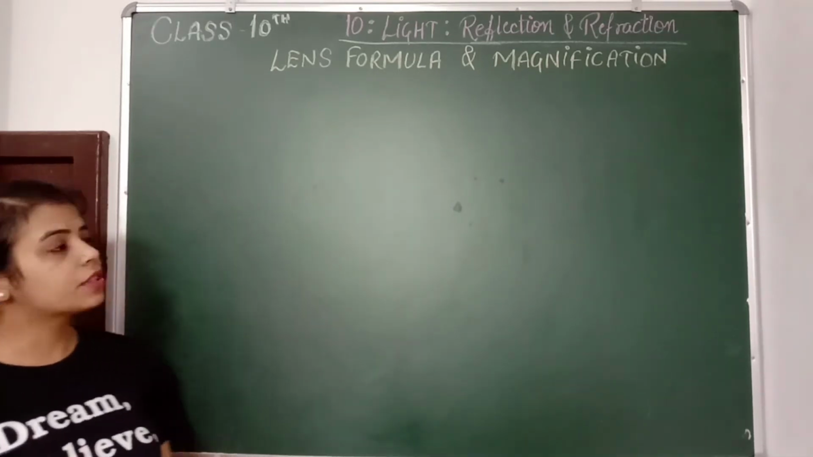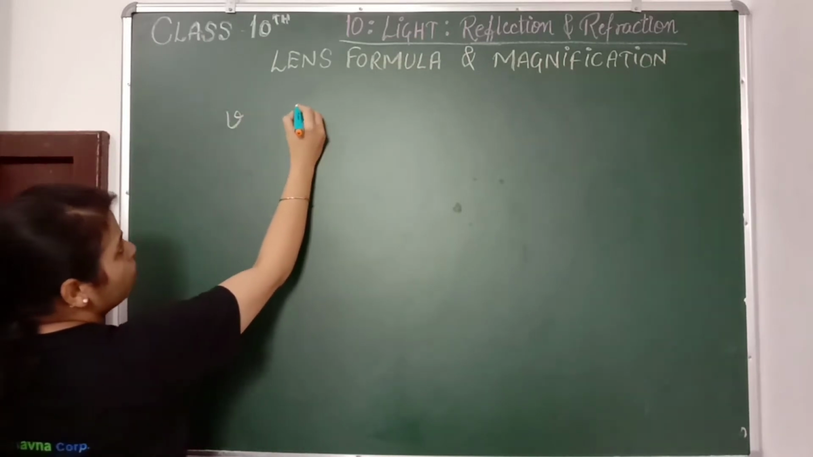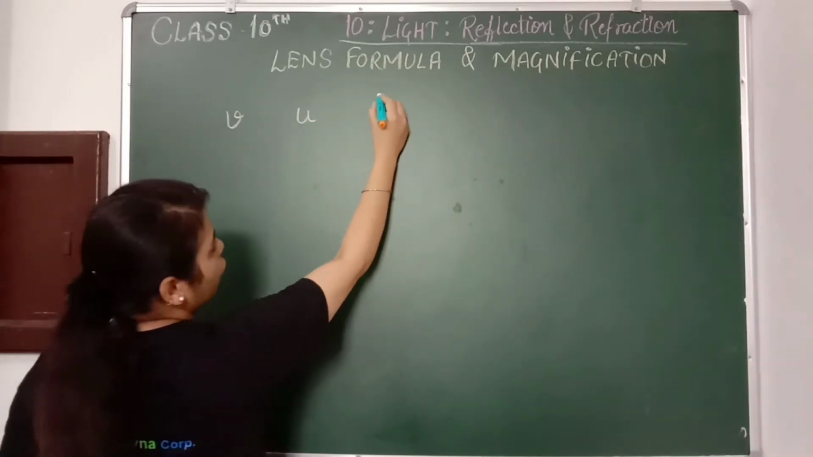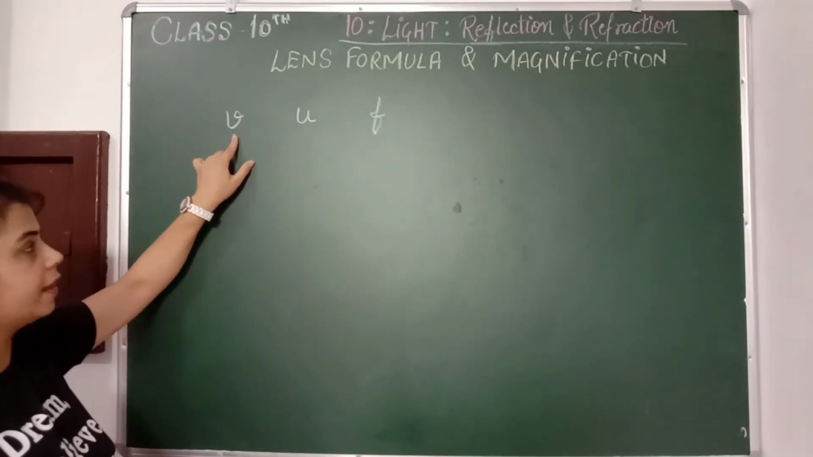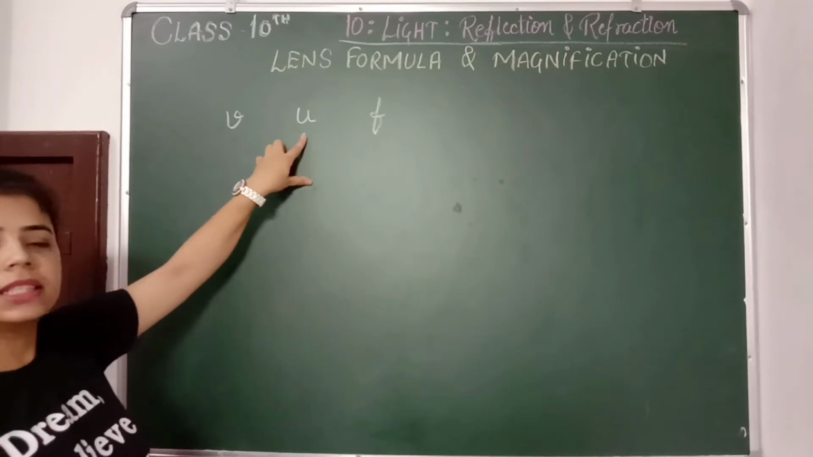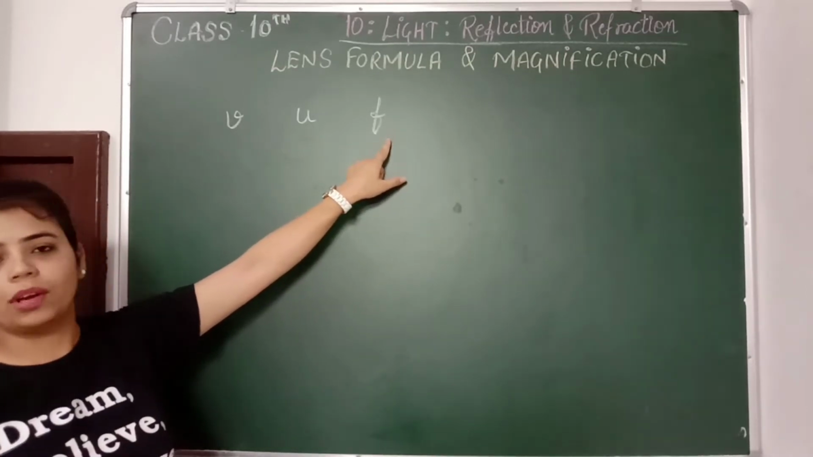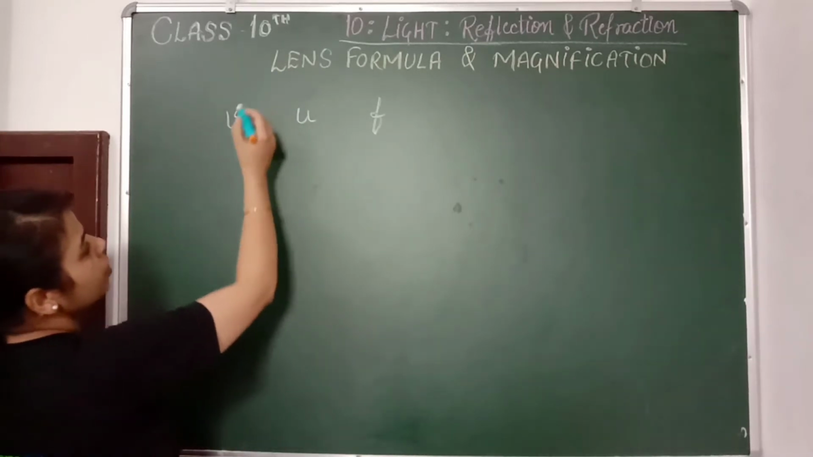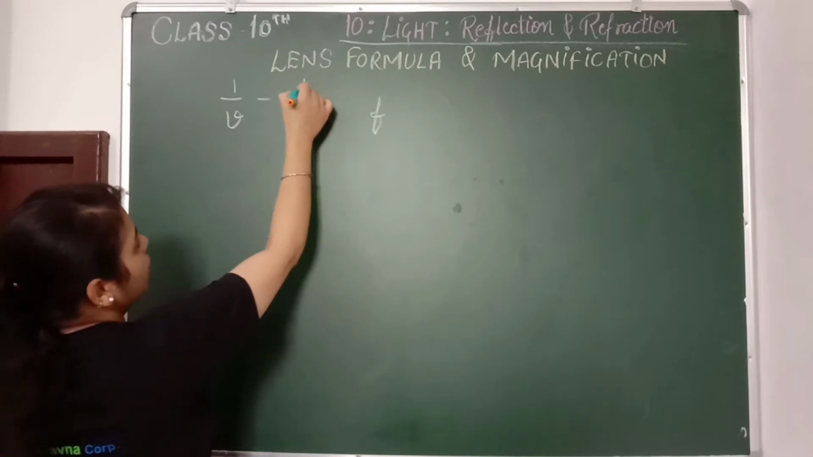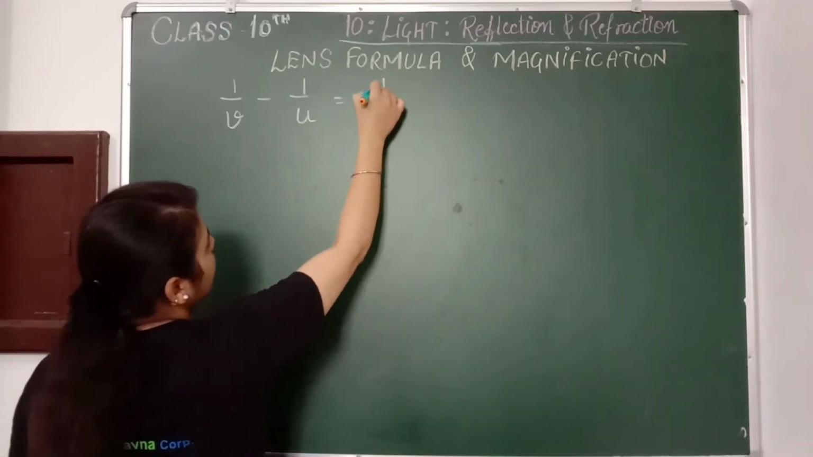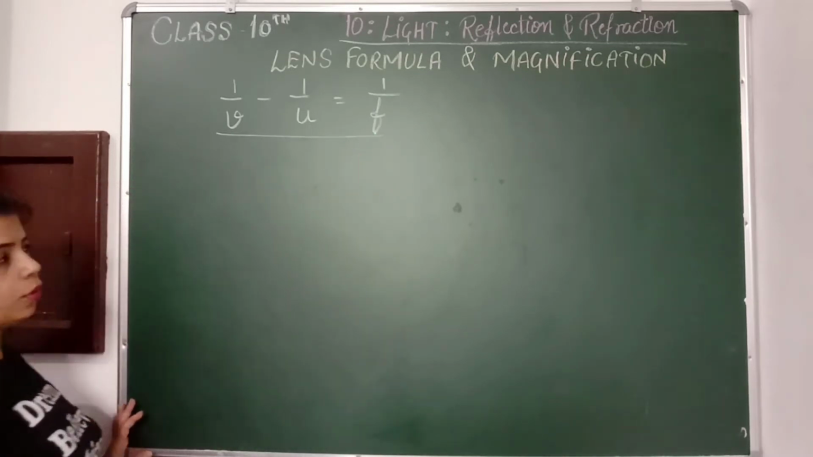Lens formula gives a relation between the image distance, object distance and the focal length. We represent image distance by letter v and object distance by small letter u and focal length of a lens by small letter f. So the relation between these three is 1/v minus 1/u equals 1/f. This is called lens formula.